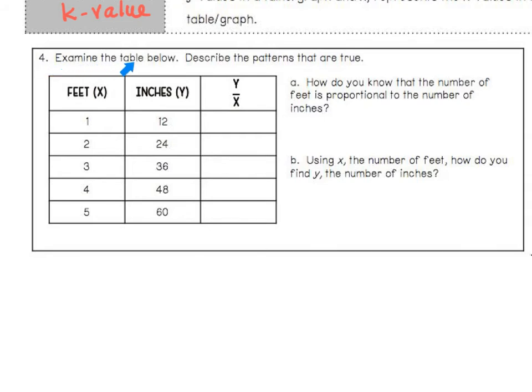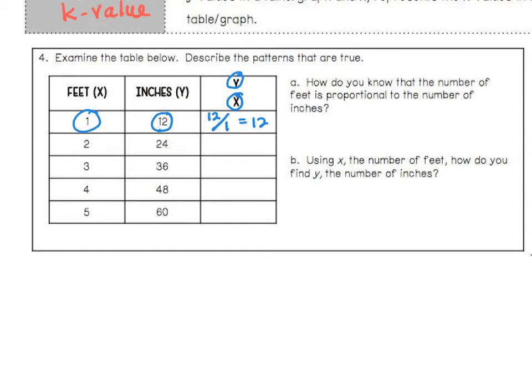Problem number 4 says, examine the table below. Describe the patterns that are true. So I'm noticing that the X values are all in feet and the Y values are all in inches. And if you're familiar with a standard school ruler, there are indeed 12 inches in every foot on a school ruler. So I'm noticing it asks us to place the Y values over the X values. So I'm going to start with 12, and I'm going to put it over its matching X value of 1. So I've created a ratio, 12 divided by 1, and that's going to give me 12.